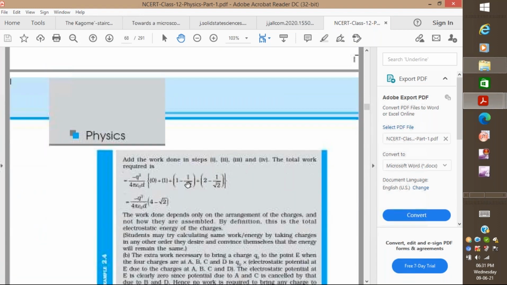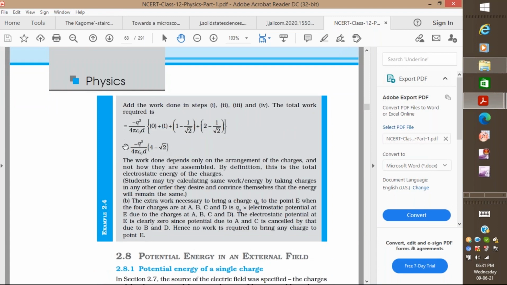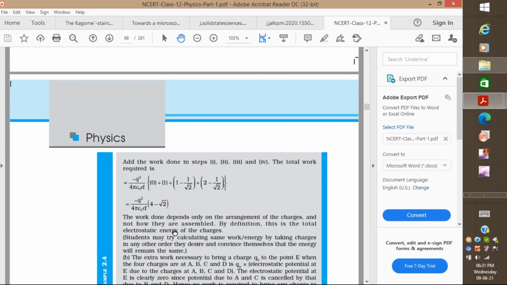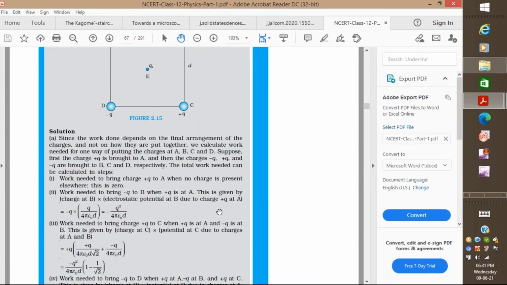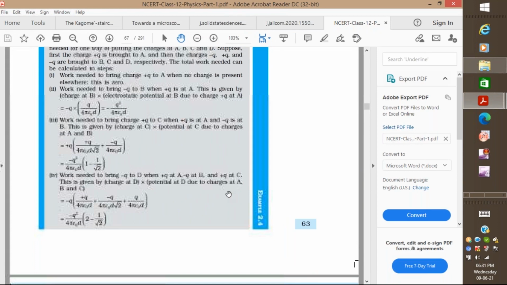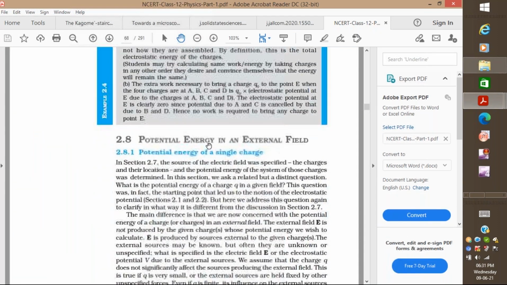I'm not calculating because we have to finish a little more, so we'll go ahead with the theory part. You just see this problem already solved. If you can't understand somewhere, you can ask me in the next class.